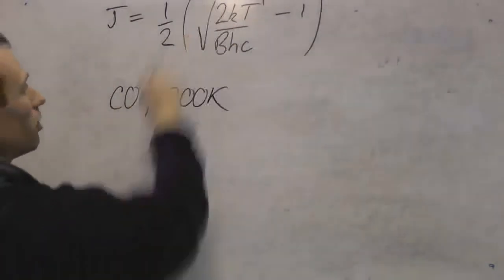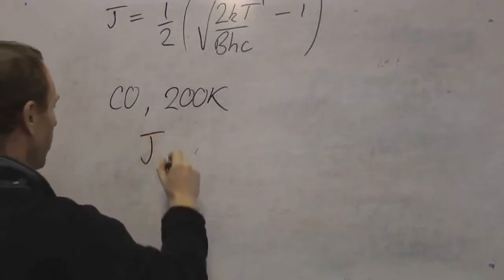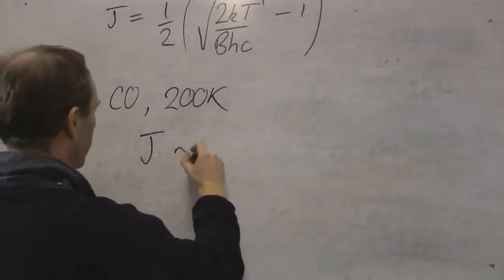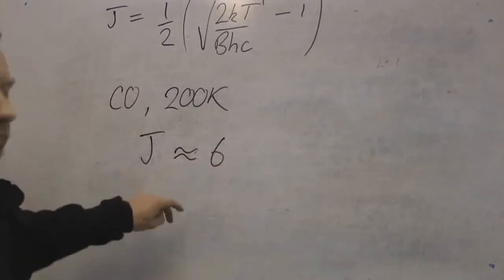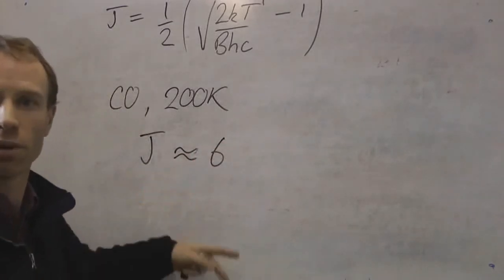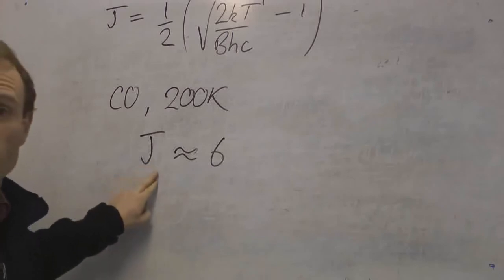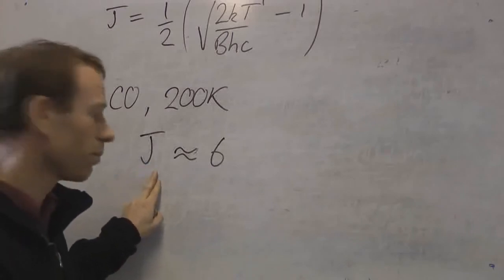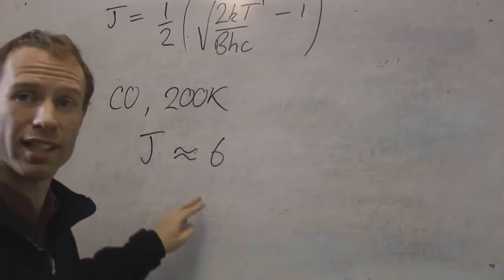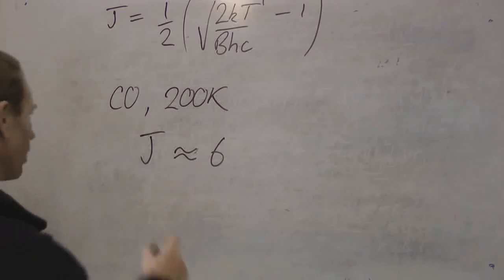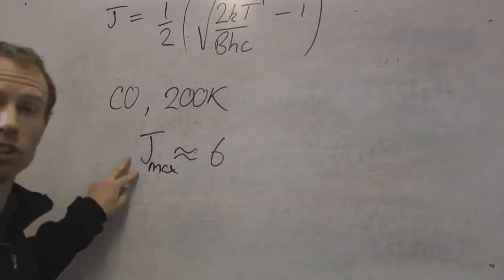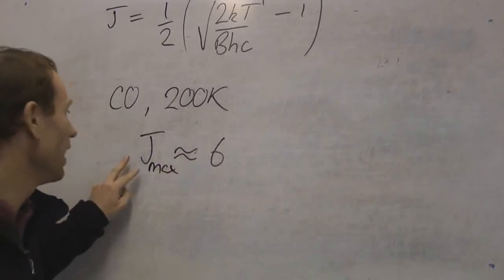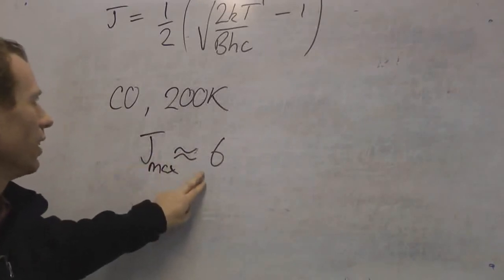then if you just substitute numbers into here, we'll end up with J is approximately equal to 6. Now, you'll end up getting 5 point something or 6 point something, but you have to remember J is a quantum number, so it has to be an integer. So the closest J to the number we get is 6. So J max, the value of J for which the population is largest, is 6 for carbon monoxide at 200 Kelvin.